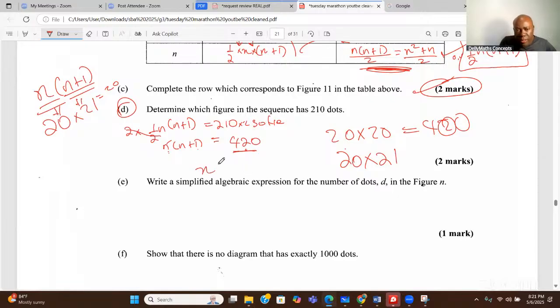So n is 20. Determine which figure would have produced that. So this is the 20th figure. That means if you put 20 in the formula, you say 20 open bracket, 20 plus 1. That's 21. When you multiply it, you divide it by 2, you get it.